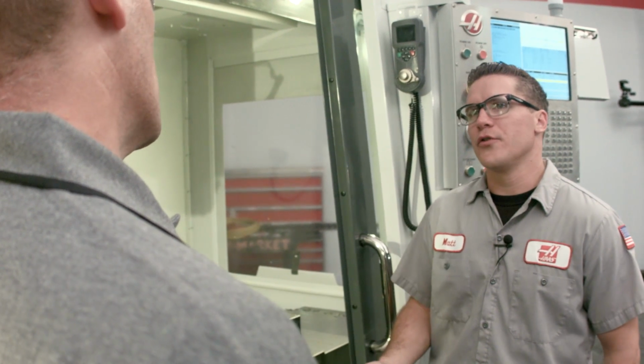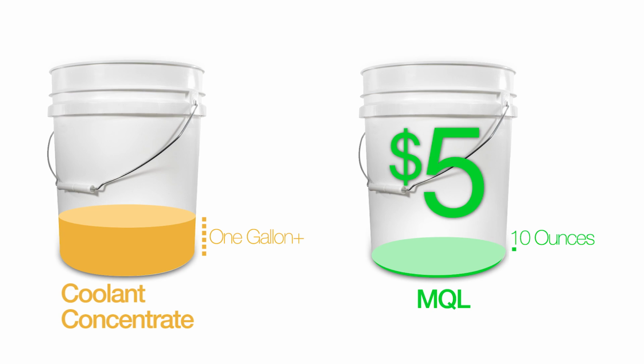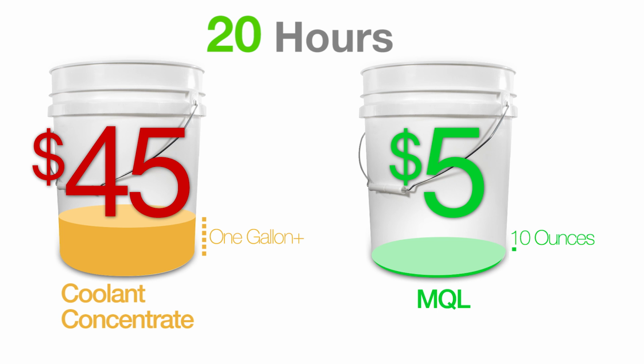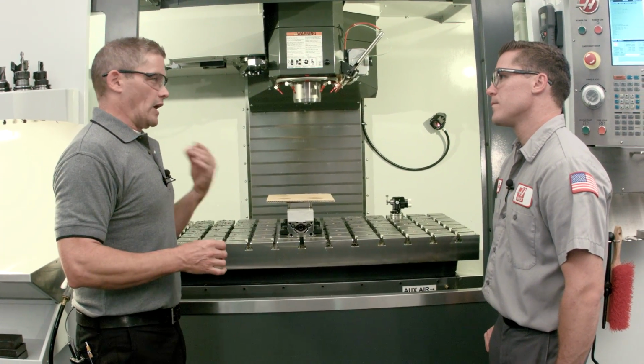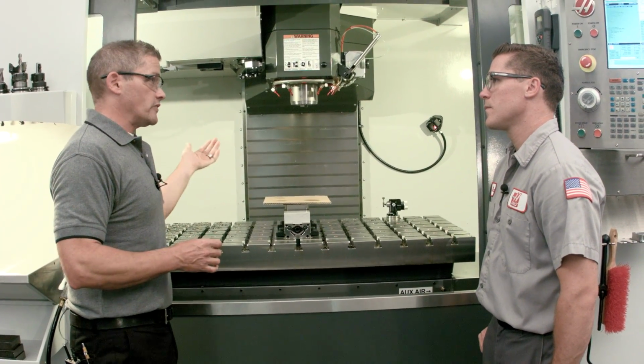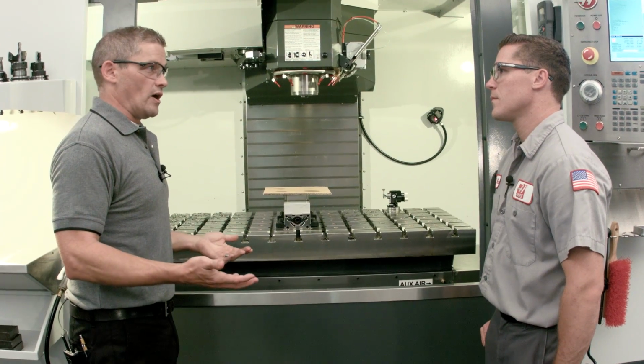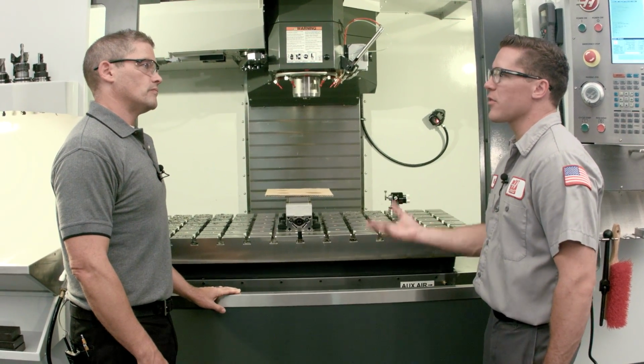Let me put some dollars to it. It costs about $5 and change to cut for 20 hours with MQL versus $45 to cut with flood coolant. MQL can definitely save you a lot of money. Cut your parts without water-based coolant, potentially increase tool life, and save money on concentrate. And I also don't have to give up my flood coolant in order to get all the benefits of MQL. Yeah, we don't want to take away the customer's choice on which approach fits their parts best.